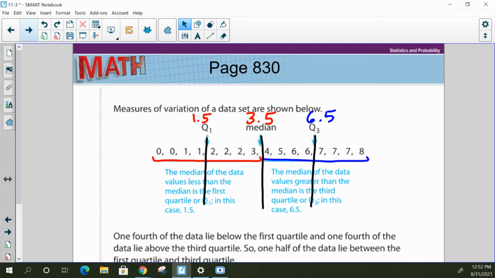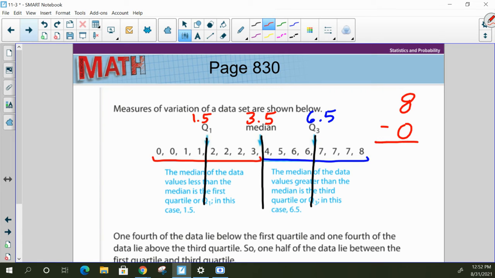So in this, our least data in the whole thing is a 0, and our greatest is an 8, so we want to know the difference. Difference means subtract. All you do is take the biggest number and minus the smallest number in your set. What's 8 minus 0? 8. So our range of data is 8. Going from the smallest number in our data to the biggest number in our data, it is 8.